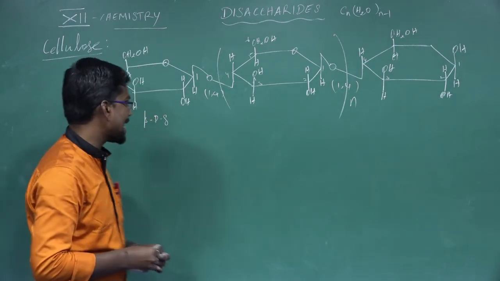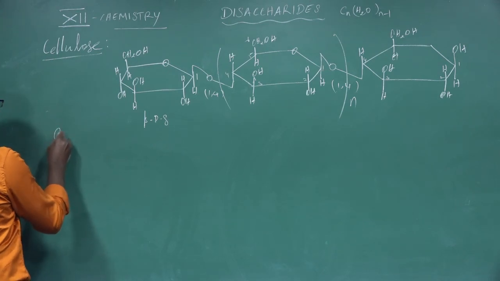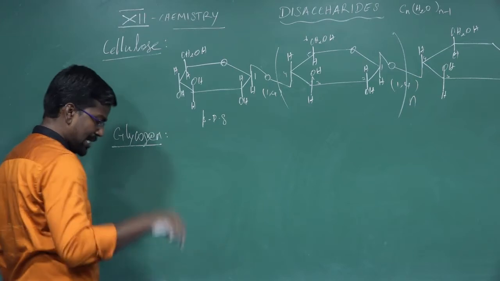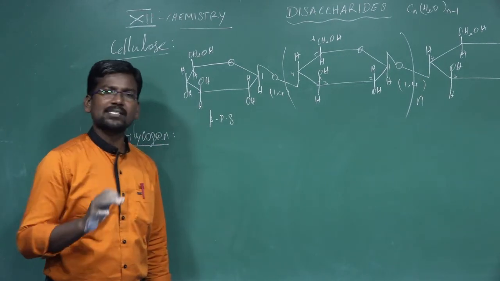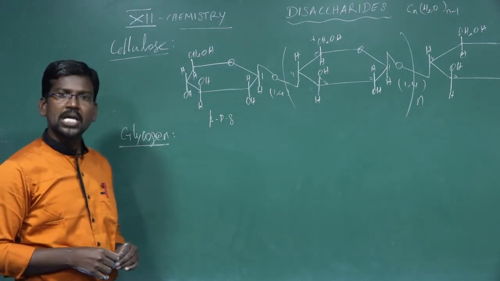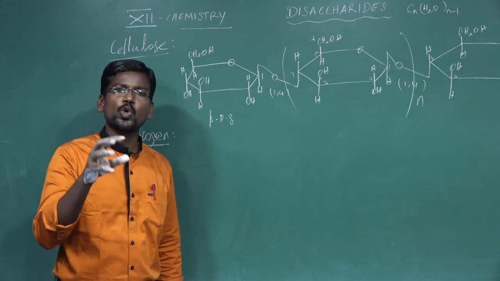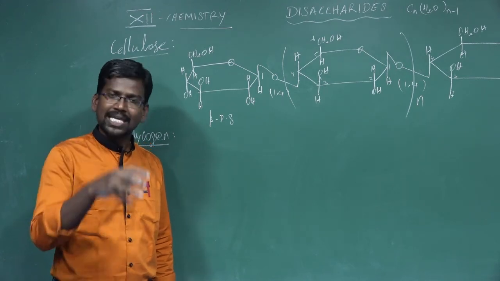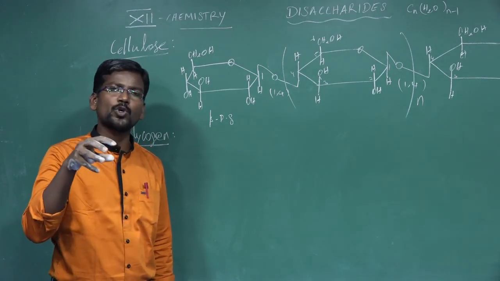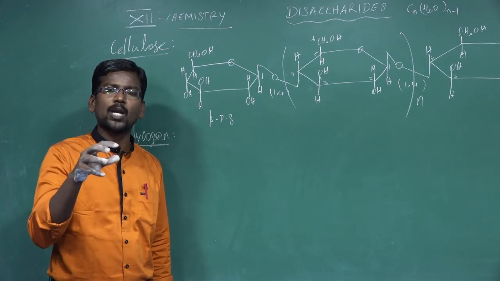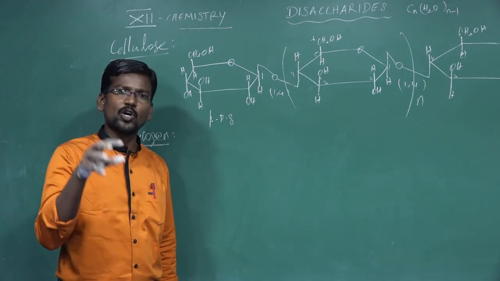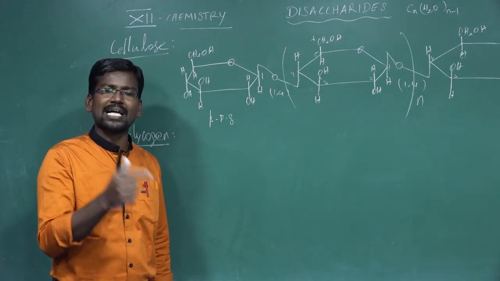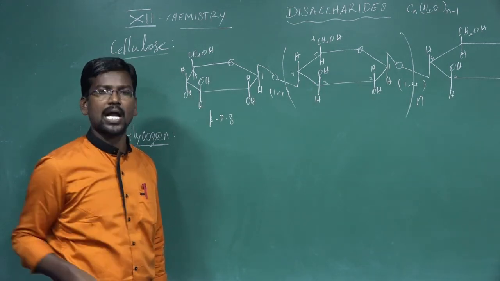Okay. Next one, glycogen. Glycogen is also one of the homopolysaccharides. Glycogen is used as a storage energy polysaccharide among carbohydrates. Another important use is as the main source of carbohydrate in animals. It is also found in the liver and muscles of animals. That's why glycogen is otherwise called animal starch.